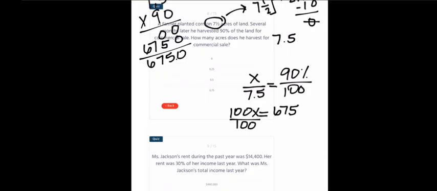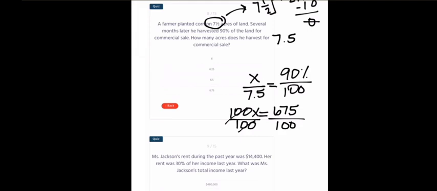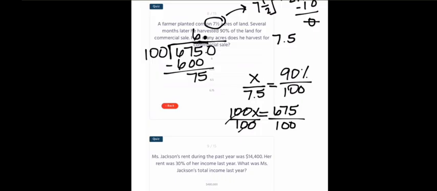Now we're going to divide this by 100, so we can isolate the x and solve for x. And now I'm going to do 675 divided by 100. 100 goes into 675 6 times. 100 times 6 is 600. You have 75. I'm going to add a decimal and a 0. And because I added a decimal down here, I add one up here also. And I'm going to bring down that 0.